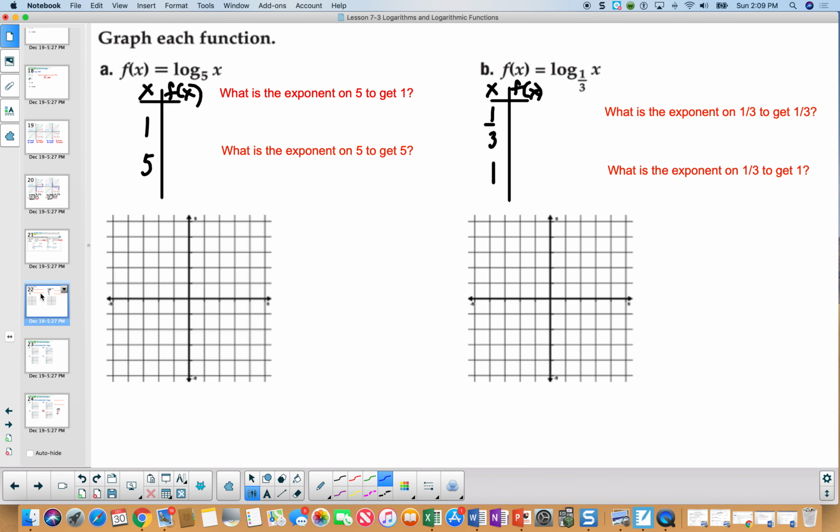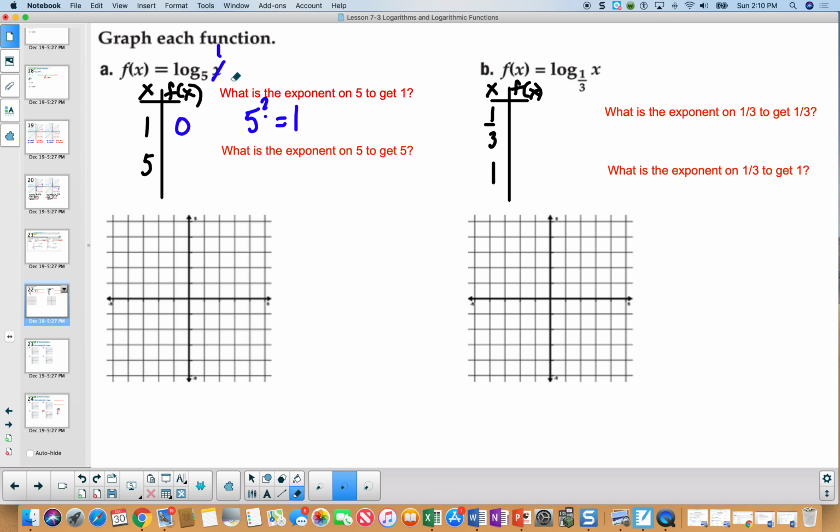All right, let's go ahead and practice graphing. Two good points to graph are x equal to 1, and the base, whatever the base is, that would be a good point to graph as well. So we're first going to let x be 1, and we're going to ask the question, what is the exponent on 5 that will get 1? And I can see the answer is 0.